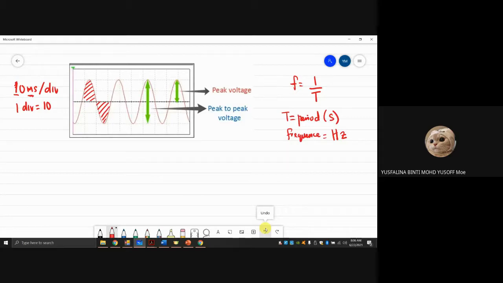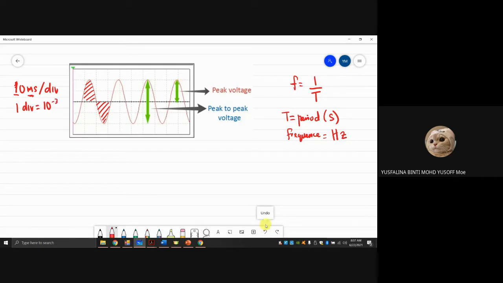What is the prefix value for milli? Anyone knows? For kilo, 10 power of 3. How about milli? 10 power of what? Anyone still remember? You learned in Form 1. What is the value for milli? Yes, very good, Junyuan. So 10 power of negative 3.